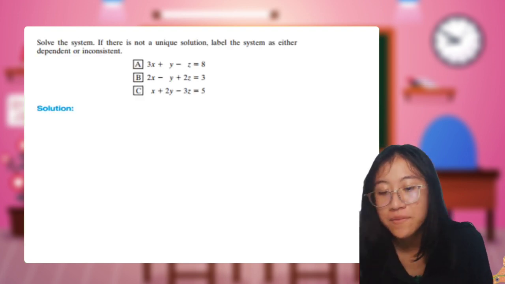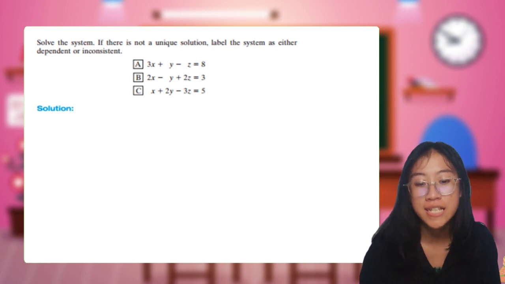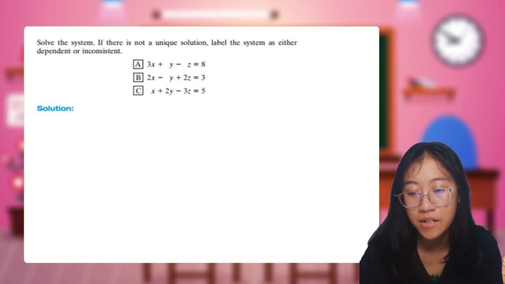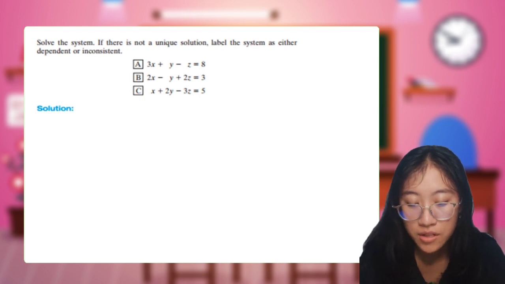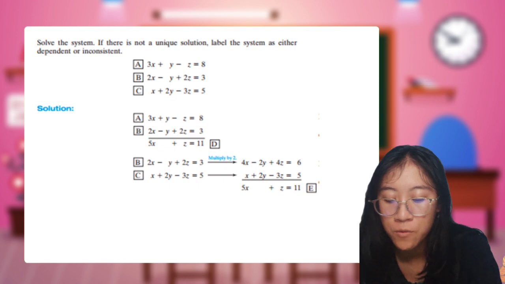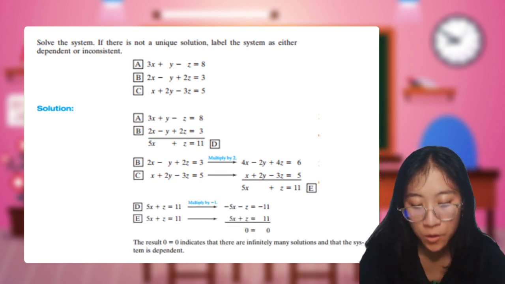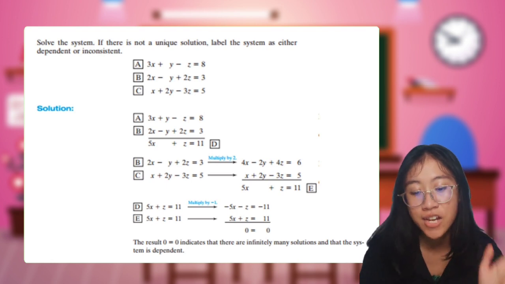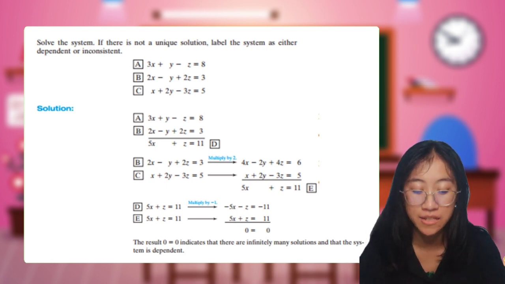The next example is solve the systems. If there is not a unique solutions, label the system as either dependent or inconsistent. The solutions seems like before that, and we will get the results 0 equals 0 to indicate that there are infinitely many solutions and that the system is dependent.